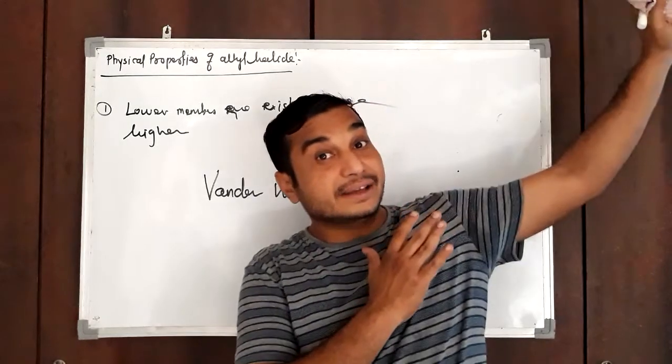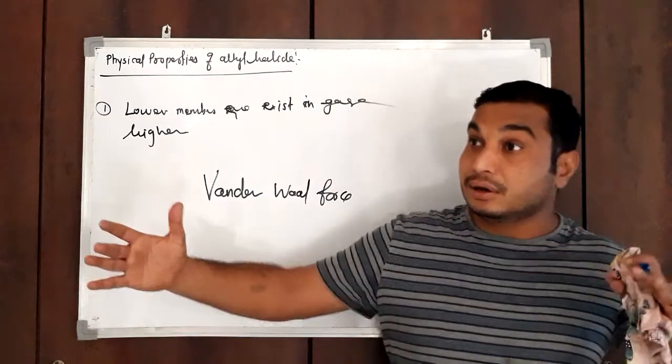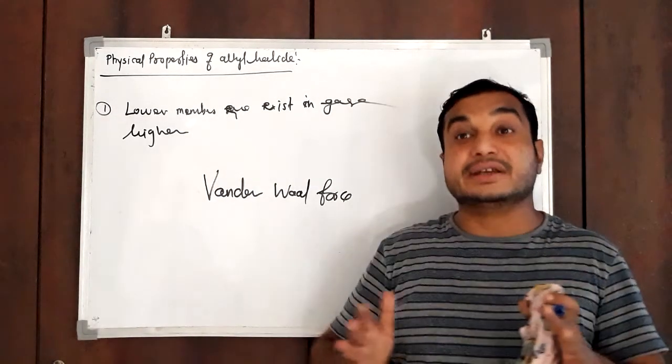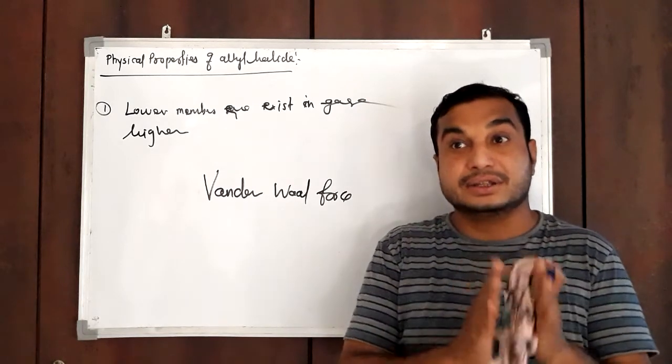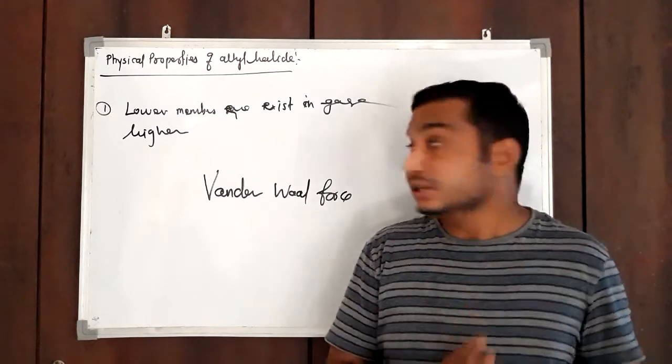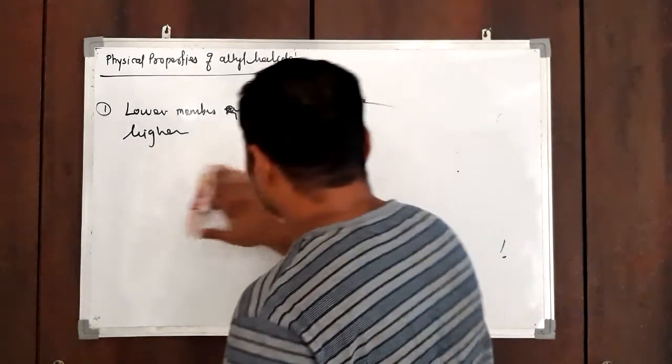And in case of higher members, van der Waals force of attraction again increases. Therefore molecules are now very close to each other. That's why these become solid. So this is due to intermolecular force of attraction.